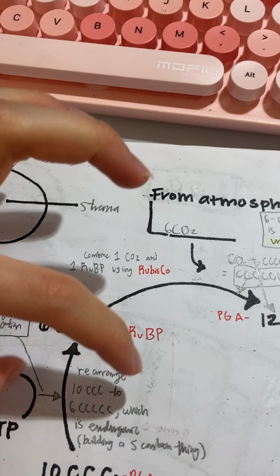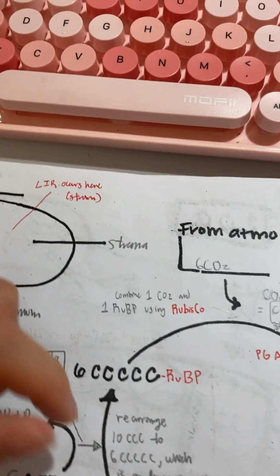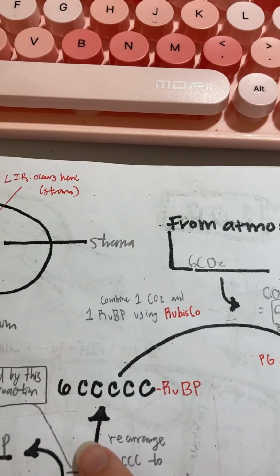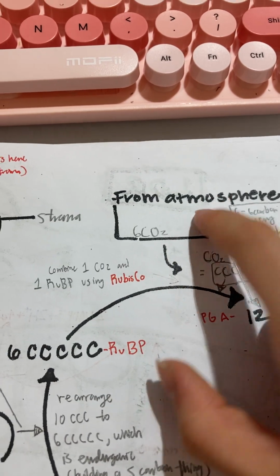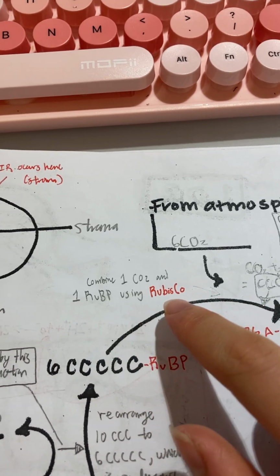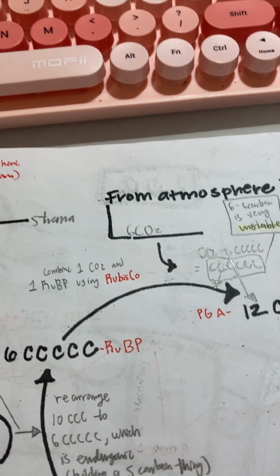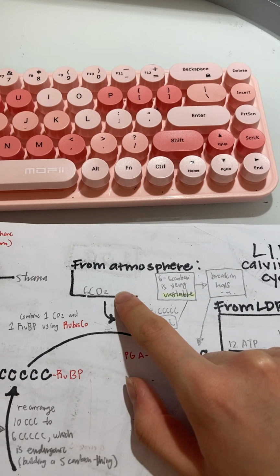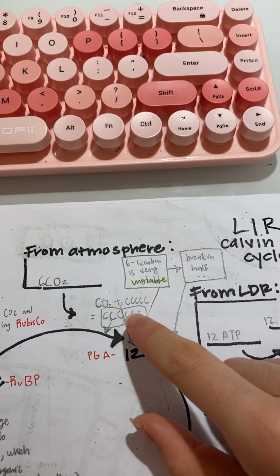And then you combine those 6 five-carbon molecules with 6 carbon dioxide. Those 5-carbon things are called RuBP, by the way. So we combine 6 RuBP with the 6 carbon dioxide from the atmosphere, and we do that using an enzyme called Rubisco. Rubisco is just an enzyme, and it has its drawbacks, which we'll talk about later. And then once we combine RuBP and CO2 using Rubisco, we get this.